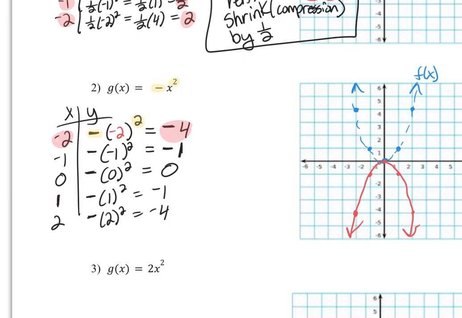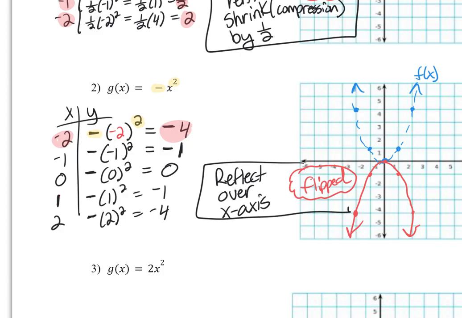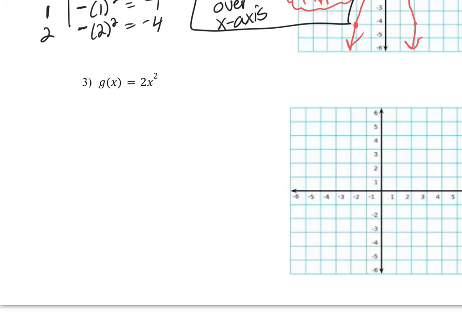This guy now flipped, okay? That's what we're seeing visually. Mathematically, what it's doing is reflecting over the x-axis. We've talked about that transformation before as well. Last one we're going to be doing.